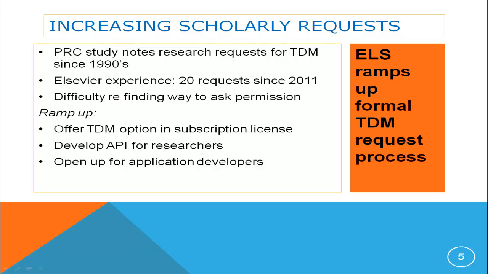So thinking about this notion of how do we prepare and how do we ramp up, Elsevier has been thinking about a way of offering a TDM option in our subscription license, and we've now got that available. It's also, by the way, very similar to the STM Association model clause that Eefke mentioned. And we have developed an API for researchers for this purpose. We've also opened up for other application developers to think of other, even more brilliant ideas about how to do this. The next slide.